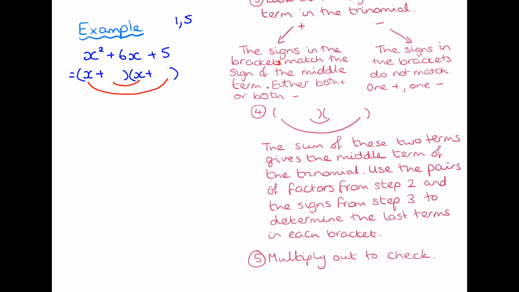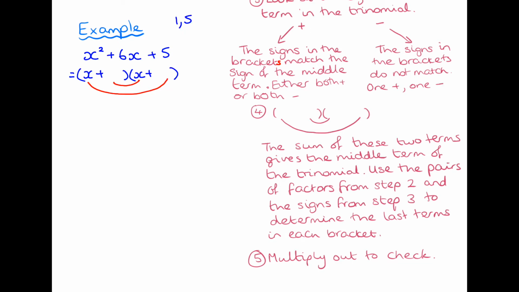Use the pairs of factors from step 2 and the signs from step 3 to determine the last terms in each bracket. So use the pairs of factors from step 2. Well, that was only the 1 and the 5. And the signs from step 3. So we've got the plus and the plus to work out what goes there.